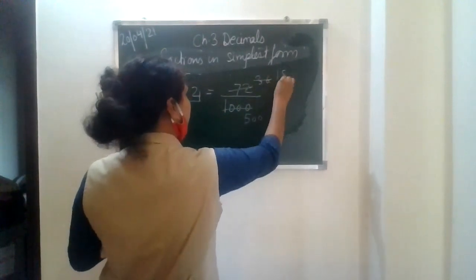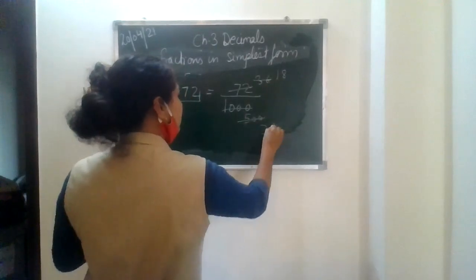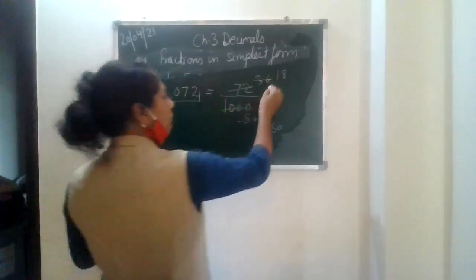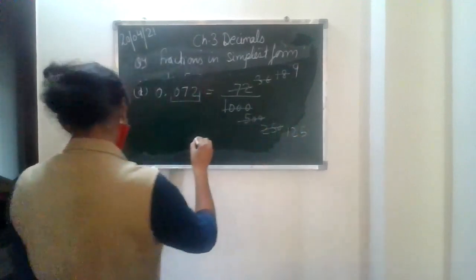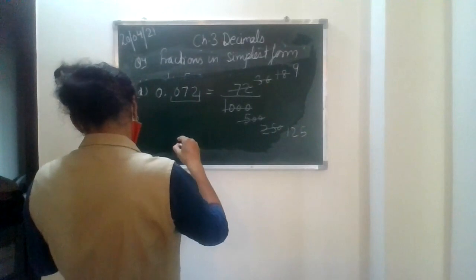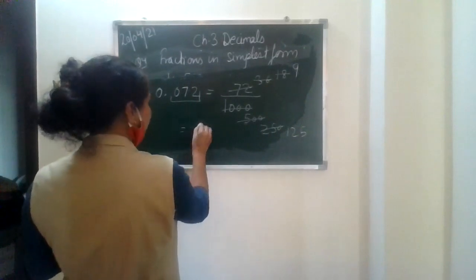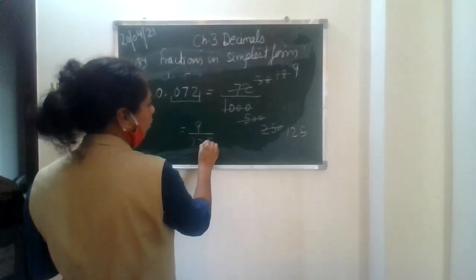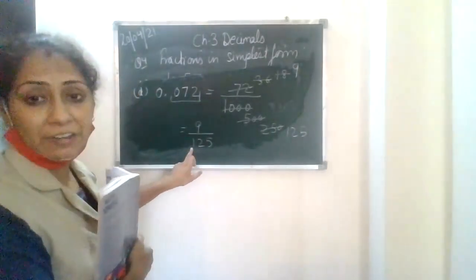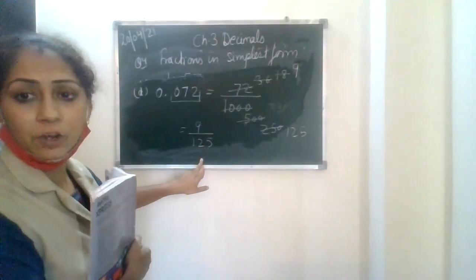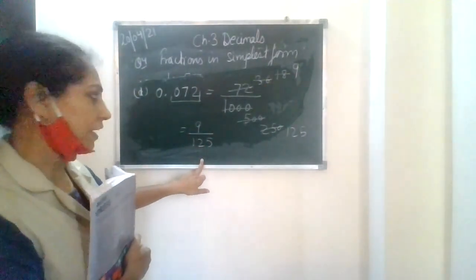Again with 2, you will get 18 upon 250. Fine. Again with 2, you will get 9 upon 125. Further, you cannot resolve it. So the answer is 9 upon 125. You cannot convert it into a mixed fraction. Why? Because it is a proper fraction. The numerator is lesser than the denominator.